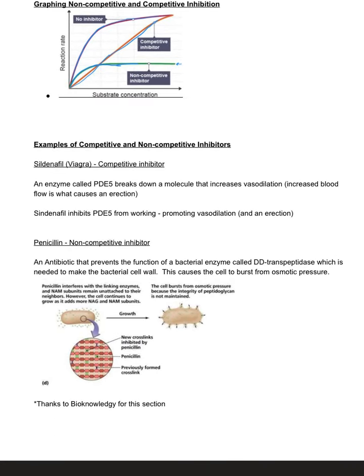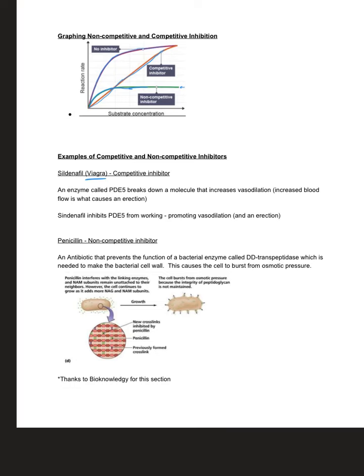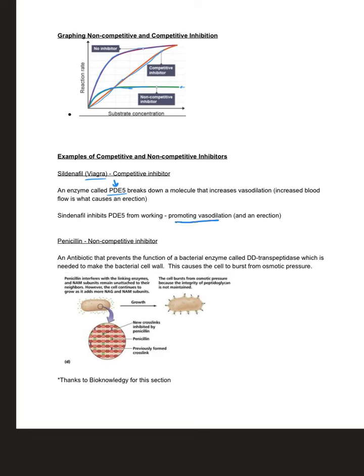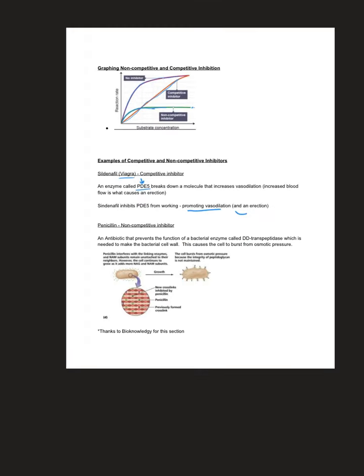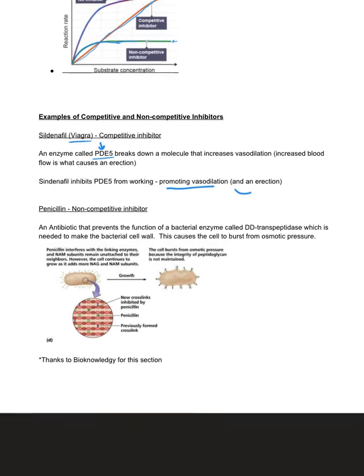So then down here, I just talked about some examples. You do need to be familiar with some examples. The first one's Viagra. Right, this is for males who have trouble getting an erection, and there's an enzyme called PDE5 which breaks down a molecule that increases vasodilation, that increases blood flow. So the active ingredient in Viagra inhibits that enzyme, which then promotes vasodilation, which then helps lead to and maintain an erection. Far more information than you guys wanted to know, but there you go.